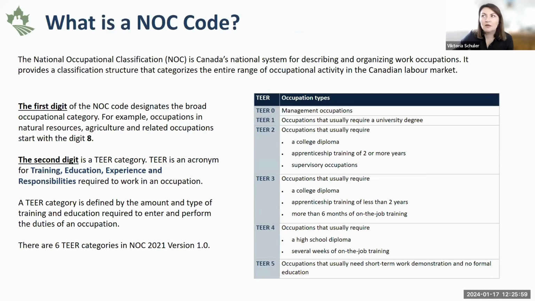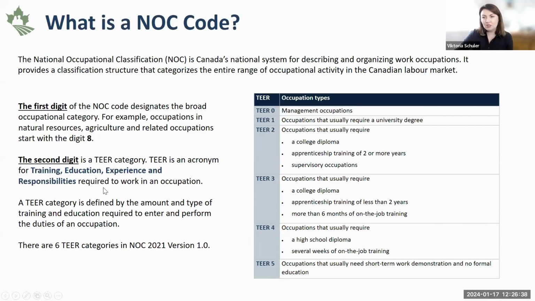The other thing is the NOC codes. NOC is the National Occupational Classification in Canada, and this is the system that describes and organizes work occupations. The NOC code has changed from 2016 to 2022, and now we have 5 digits. Usually you don't need to know that, but in case you're wondering, the first digit is a broader occupational category. For example, occupations in agriculture will always start with 8.